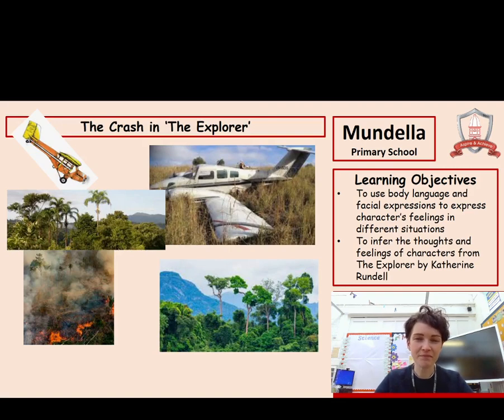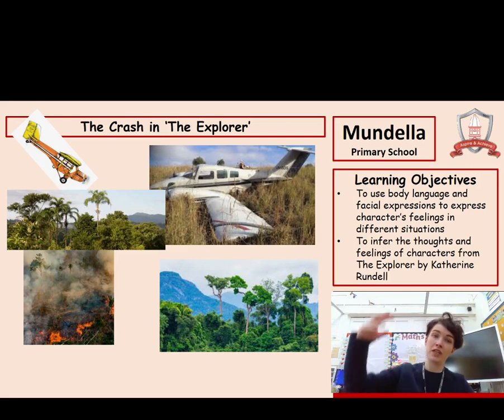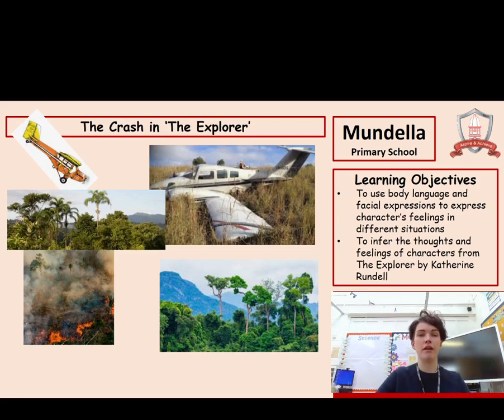Okay. Now that you've had a chance to practice some different facial expressions, I want us to have a look at the crash in the Explorer, which is obviously a key moment in the story. It's the moment that the children are put into the situation in the Amazon rainforest, that the small aircraft that they are travelling in crashes because the pilot becomes very unwell.